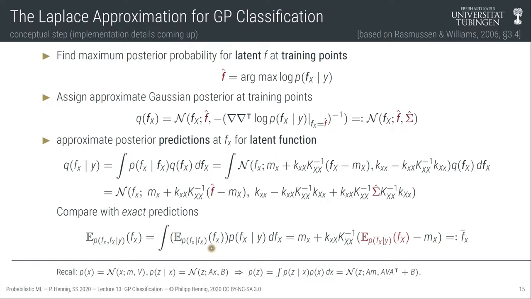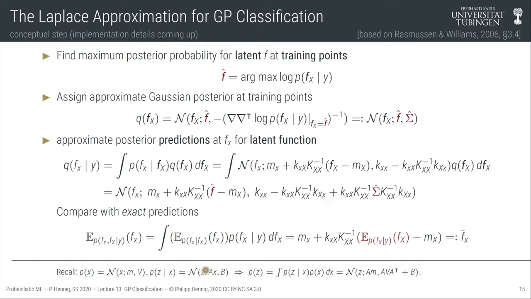Now, because little x only shows up in this expression here, we can take the integral inside, move it to the outside of this integral, and just write down that this would be our expected value of the latent function at the test locations given the true value of the latent function at the training locations.